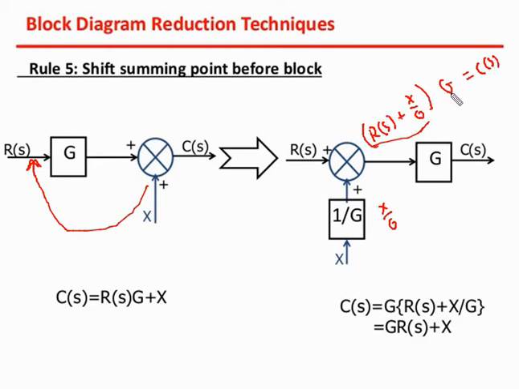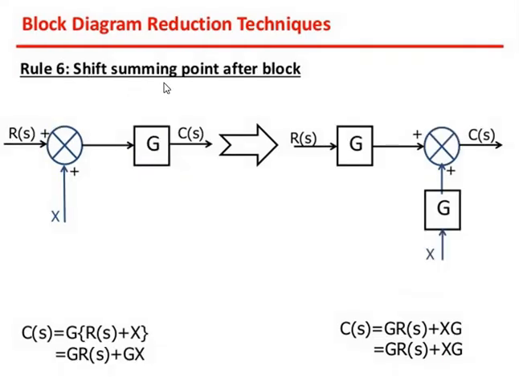If we multiply this G into this G RS plus X by G into G, G will be cancelled out and remain X. So CS equal to G RS plus X. So if we want to shift the summing point from before a block to after a block, we have to apply the inverse of G in series with the input X. Then the output CS will remain the same.